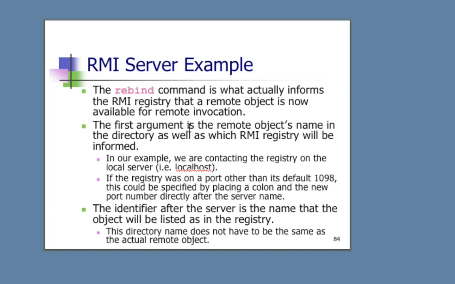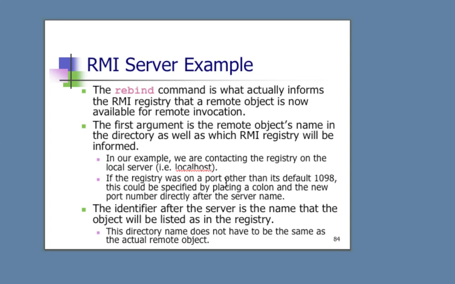So in fact, the RMI registry that I just typed in on the command DOS prompt and also on the terminal prompt is the middleware. If you think about it, it's the registry keeping the objects together. So it's pretty much what's making the whole thing work. The first argument is the remote object's name and the directory, as well as the RMI registry that will be informed. In our example, we're contacting the registry on the local server, localhost, the same thing we used in the previous examples for UDP and TCP.